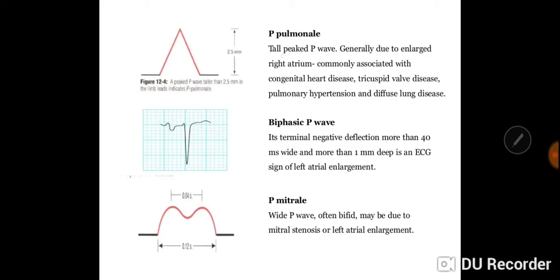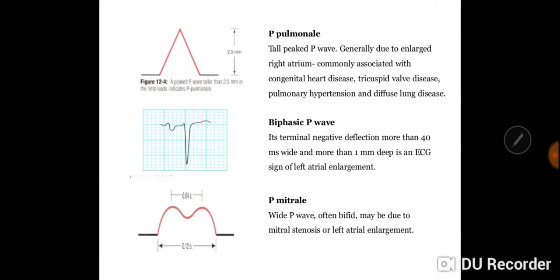Now, in conditions that enlarge the right heart, due to mostly pulmonary disorders or disorders of the right heart, you get a tall peaked P wave that is more than 2.5 mm. It's called a P pulmonale. If you get a biphasic P wave, your P wave goes up and goes down, and the negative deflection is more than 40 milliseconds wide and 1 millimeter deep, one small box. It is a sign of left atrial enlargement.